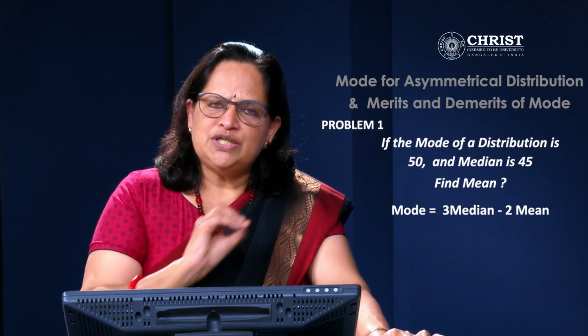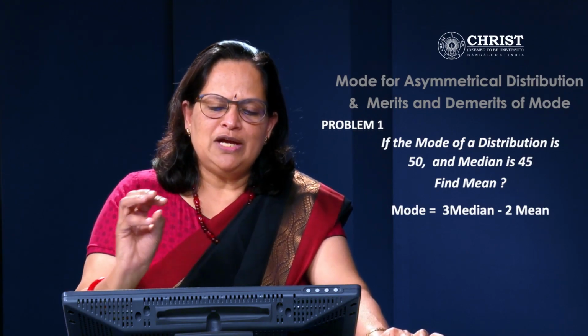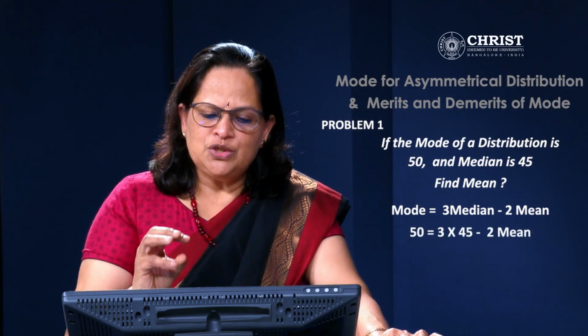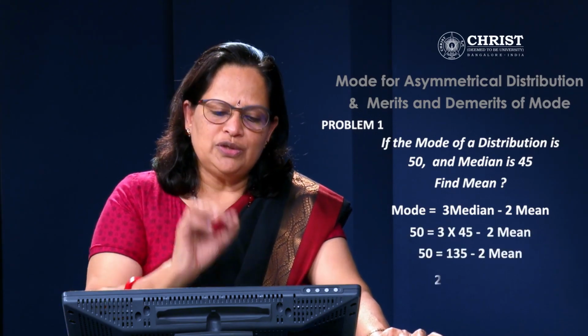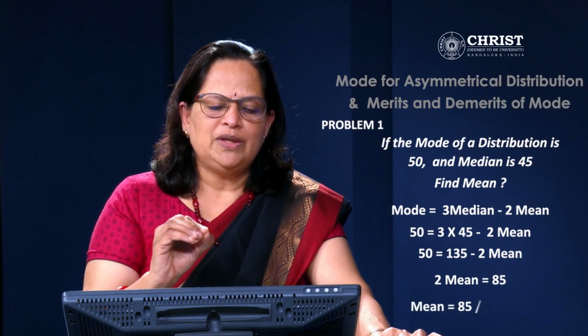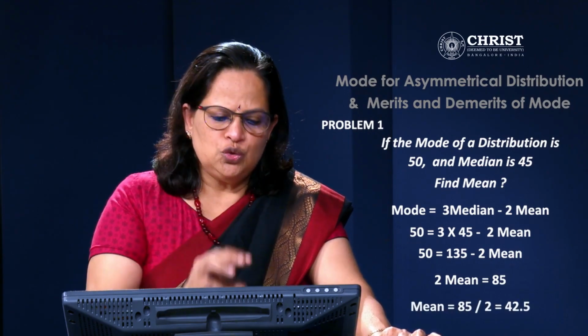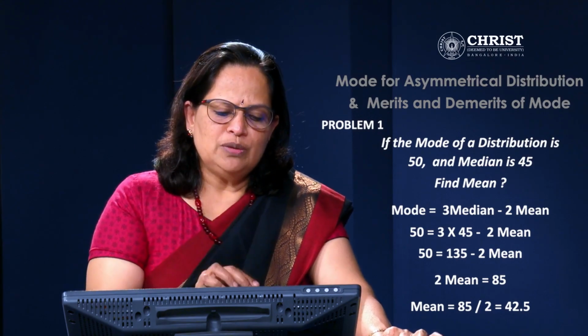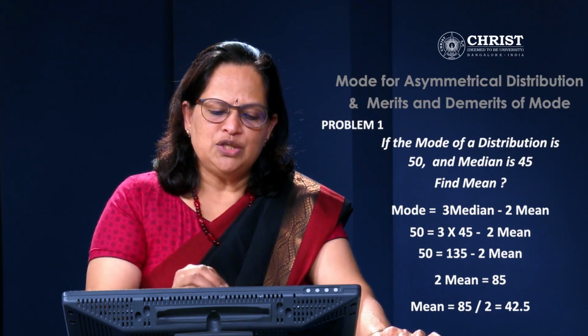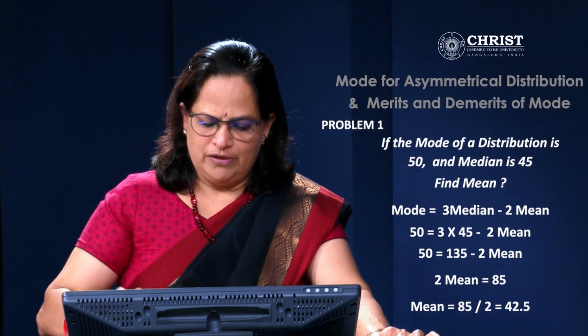Now, computation is very simple. You have to substitute the values in the equation. So when we substitute, we will get 50 is equal to 3 into 45 minus 2 mean. That is 50 is equal to 135 minus 2 mean. So 2 mean is equal to 85. So the mean value is 85 divided by 2, that is equal to 42.5.